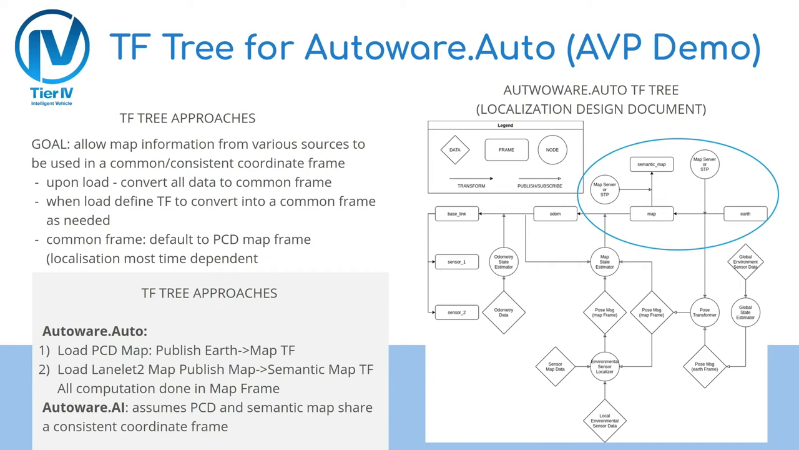Autoware.ai ignored this problem by assuming PCD maps and semantic maps share a consistent coordinate frame. In larger scale systems, or when performing map updates, this assumption might not hold, and the ability to convert into a common reference frame at runtime is desirable.